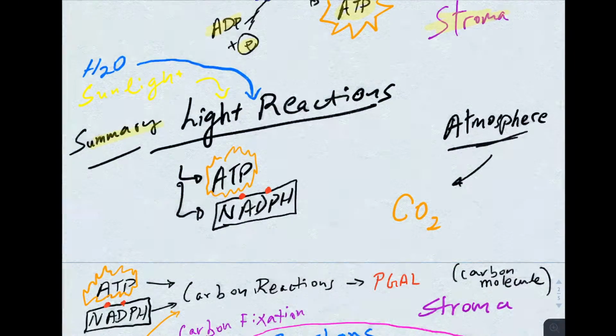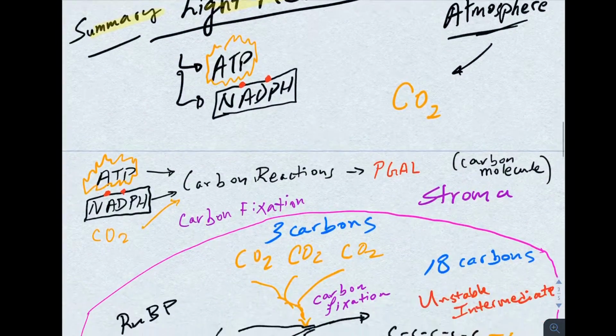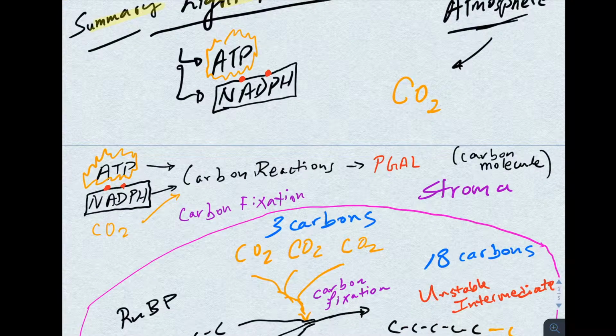So in summary of this, the light reactions take the electrons from water, use the energy from sunlight to make these 2 high energy molecules, NADPH with the 2 electrons from water and ATP.